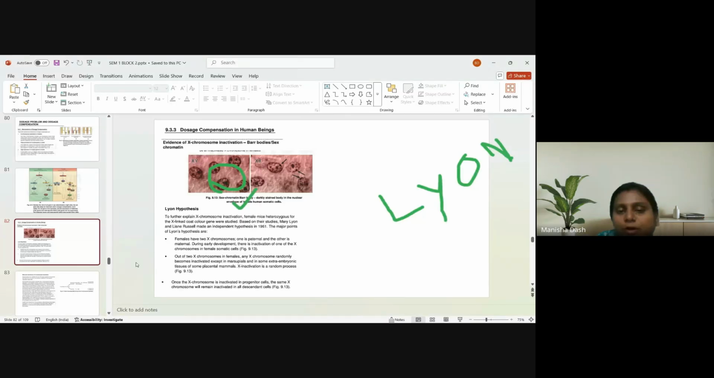Females have two X chromosomes, one paternal and the other maternal. During early development, one of the X chromosomes is inactivated in the female's somatic cells. So out of the two X chromosomes in females, any X chromosome randomly becomes inactivated, except in marsupials and in some extra-embryonic tissues of some placental mammals. X inactivation is a completely random process. Once the X chromosome is inactivated in progenitor cells, the same X chromosome will remain inactivated in all descendant cells. So what does this exactly mean?